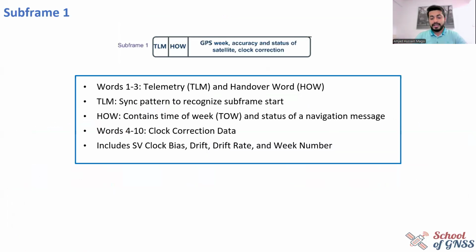Now subframe 1. We have five subframes, and this is subframe 1. Subframe 1 contains the introduction of the satellite: the GPS week number, the accuracy of the satellite, the health of the satellite, and satellite clock correction. This is very important. When the receiver is receiving the signal from the satellite, it has to know which satellite is sending the signal, what the accuracy is, what the clock correction is, and so on.